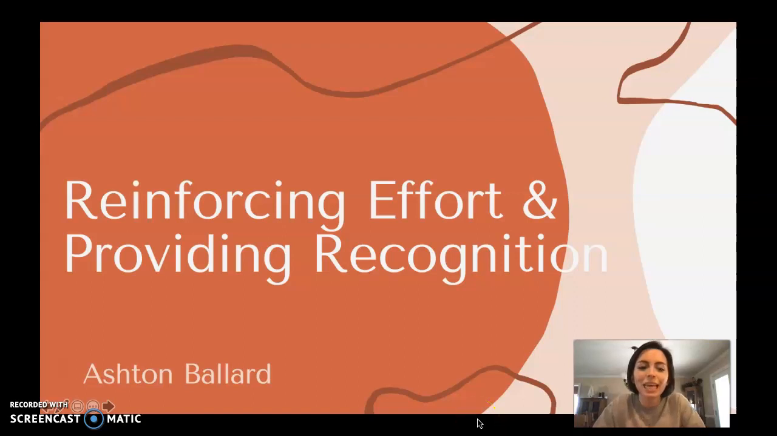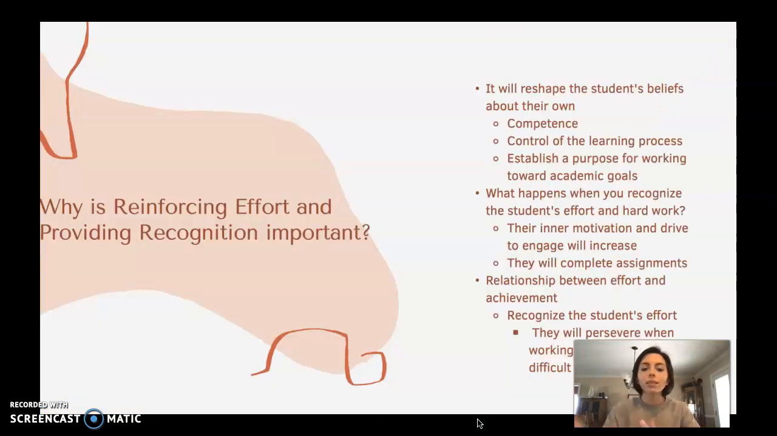Hey everyone, today I'm going to be presenting on reinforcing effort and providing recognition. So why is this important? It is important because it will reshape the student's belief about their own competence, their control of the learning process, and establish a purpose for working towards academic goals.